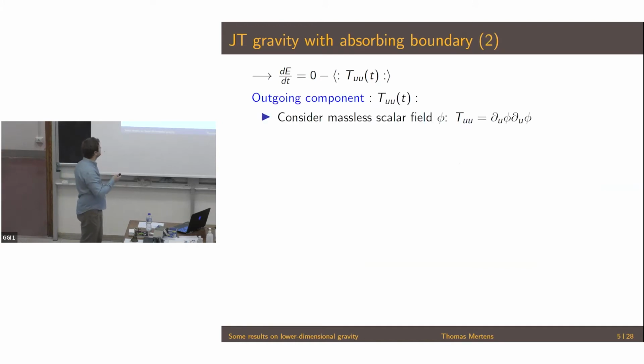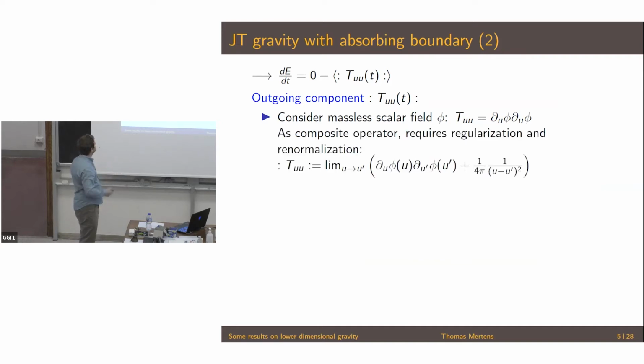So what is T_UU? Well, this outgoing component T_UU is just a standard Unruh type of calculation. So let me sketch briefly how it goes for a massless scalar field. So, the c equals 1 matter sector, where T_UU is just ∂_U φ ∂_U φ. Now, as a composite operator in the matter quantum theory, this object requires regularization and renormalization.